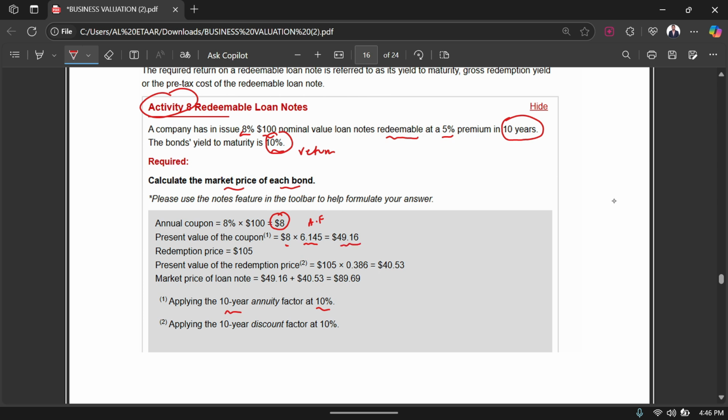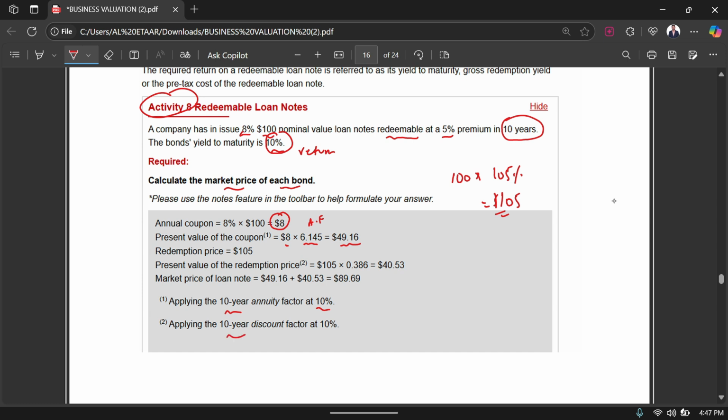Now we are going to calculate the redemption price. As you know, it's saying that it's going to be redeemed at 5% premium. So that means that if the nominal value is $100 and it's going to be redeemed at 5% premium, that's going to be $105, right? So you get $105 as your redemption price. And again, this redemption is going to be at the end of 10 years, right?